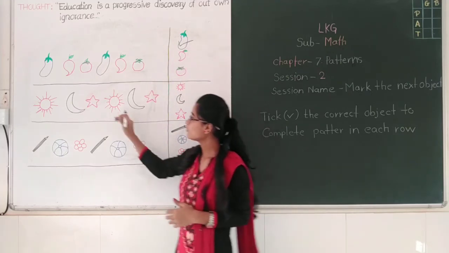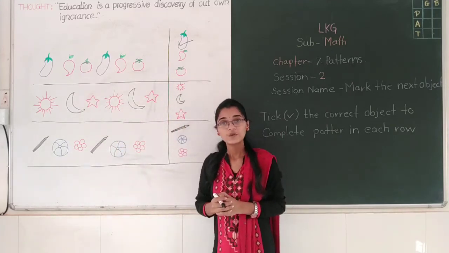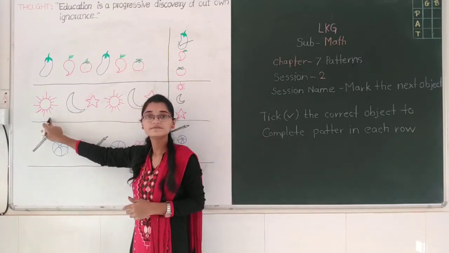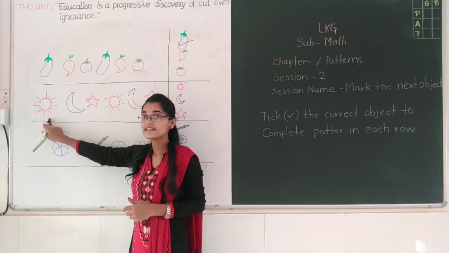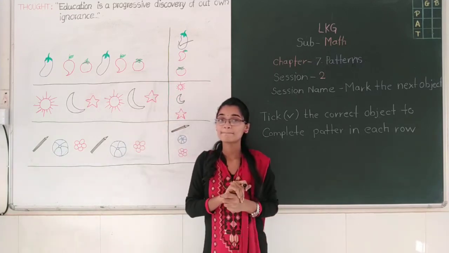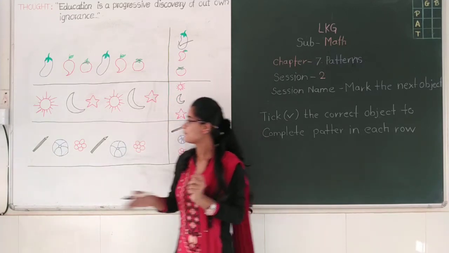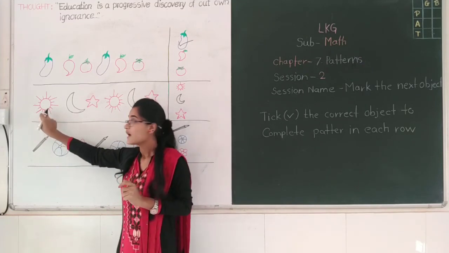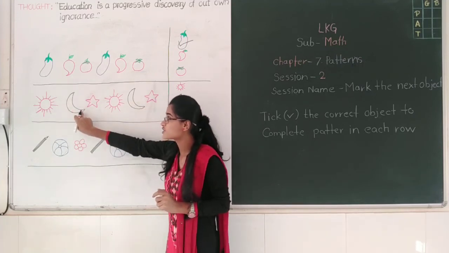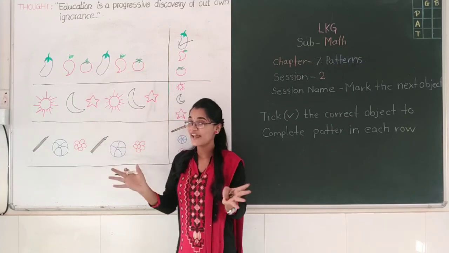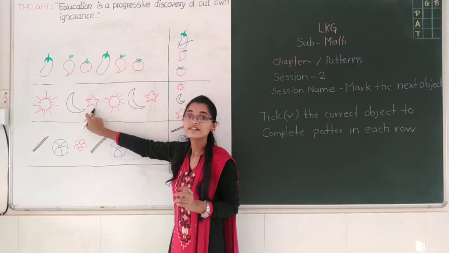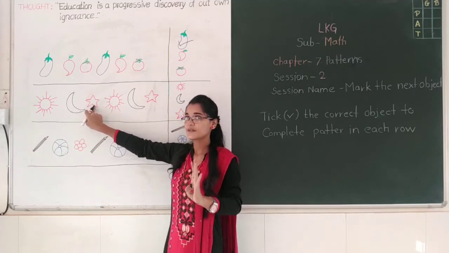Then look at the next row. Here also I have drawn some pictures. Look at the first picture. What is this? This is the picture of sun, right? When do we see the sun in the sky? During the daytime, right? After the sun, which picture have I drawn? Moon, right? And after the moon, which picture have I drawn? This is the picture of star, right?